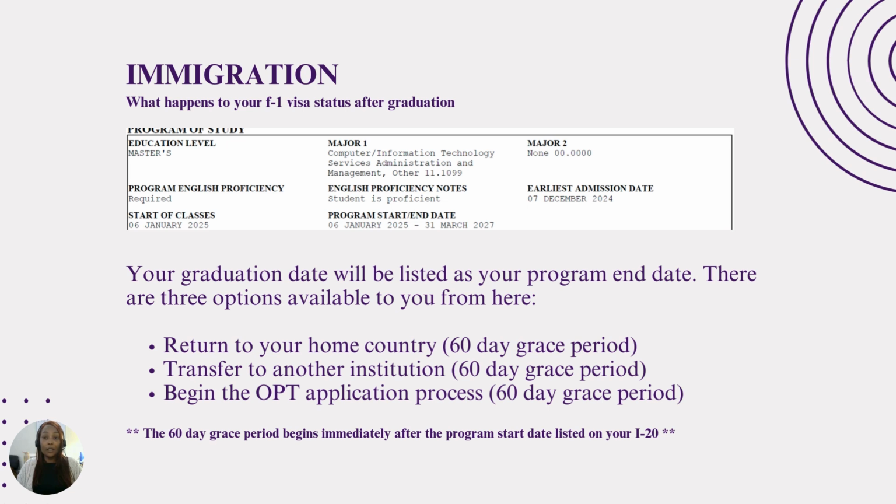Now, what graduation means from an immigration standpoint is that you've reached your program end date. Your options at this point are to return to your home country, transfer out to another institution, or begin the OPT application process. All three of these things carry a 60-day grace period, and it begins immediately after that program end date. So if your program end date is listed as May 5th, your first day of that 60-day grace period will be May 6th.